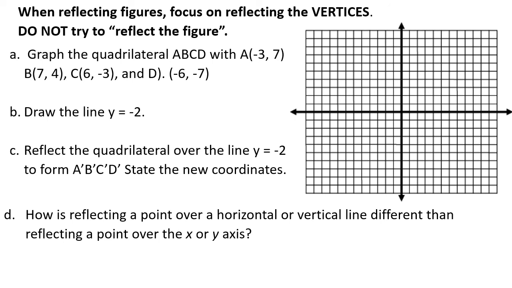So I have done a little separate video for this because it's a little procedural. So when you are reflecting a figure or points over a line that is not the axis, so it's not the x-axis or the y-axis, then go ahead and watch the next video in the series. It's 4.2b, and we will talk about how you can do that. So you can either count them or you can use a little mathematical procedure.